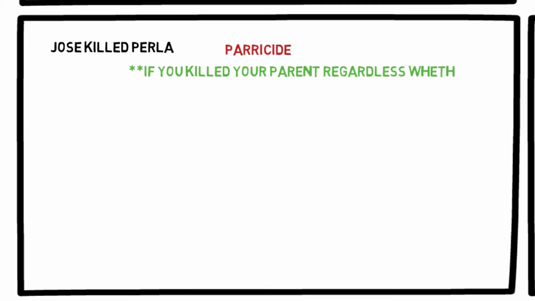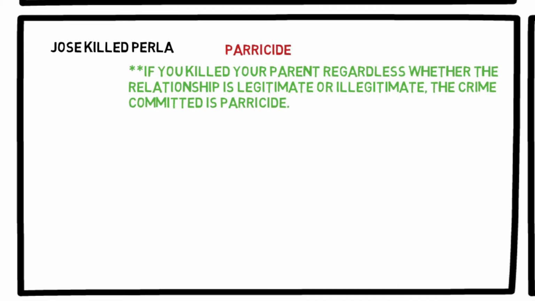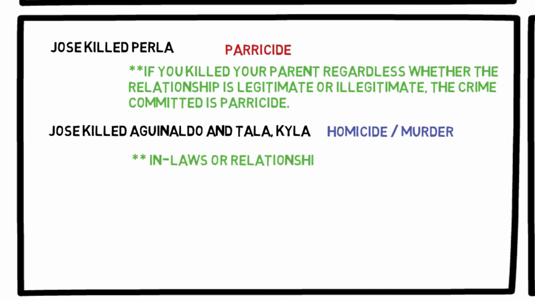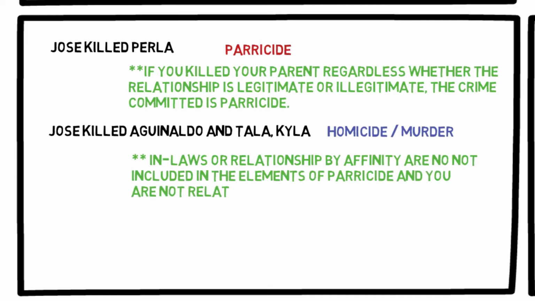If Jose killed Perla, his illegitimate mother, the crime committed is parricide. If you killed your parent, regardless whether the relationship is legitimate or illegitimate, the crime committed is parricide. If Jose killed his parents-in-law, Aguinaldo and Tala, and his daughter-in-law, Kayla, the crime committed is murder or homicide, depending on the circumstances. In-laws or relationship by affinity are not included in the elements of parricide, and they are not related by blood.